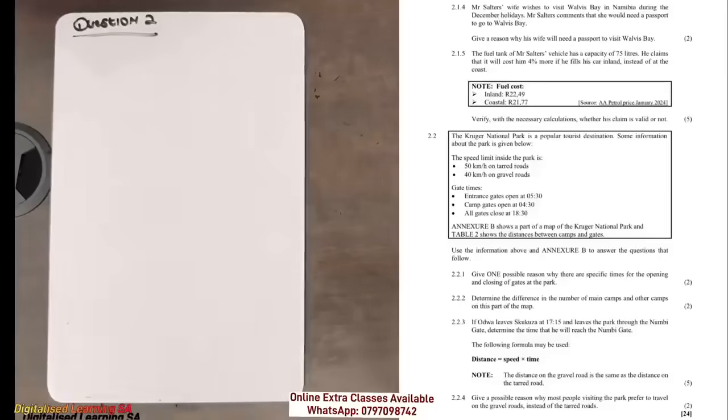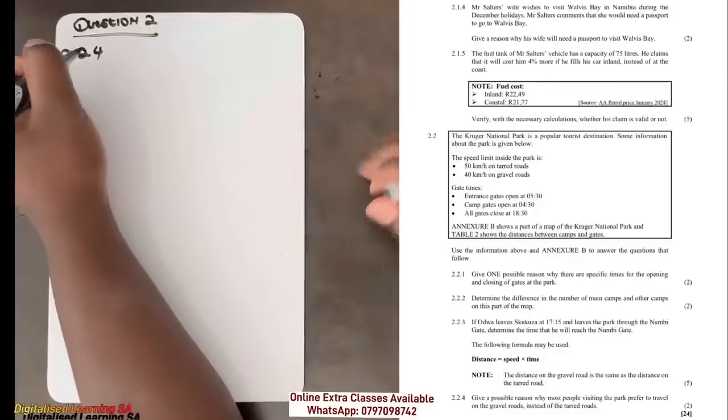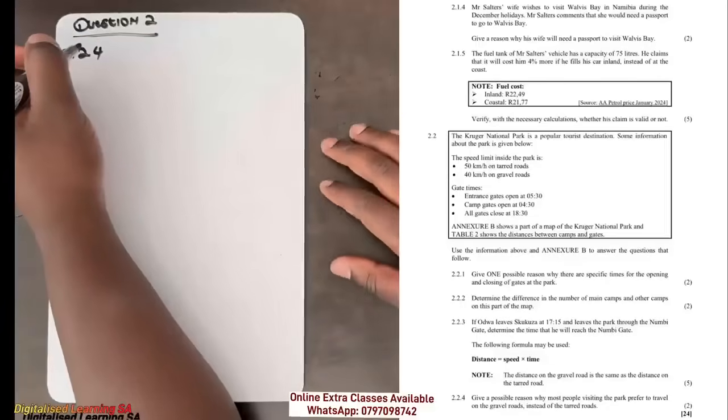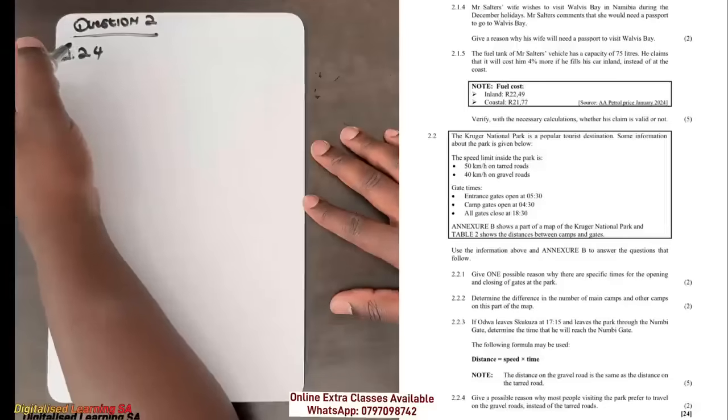Okay, so now let's move to question 2.2.4. Question 2.2.4 says: give a possible reason why most people visiting the park prefer to travel on the gravel roads instead of on the tarred road.